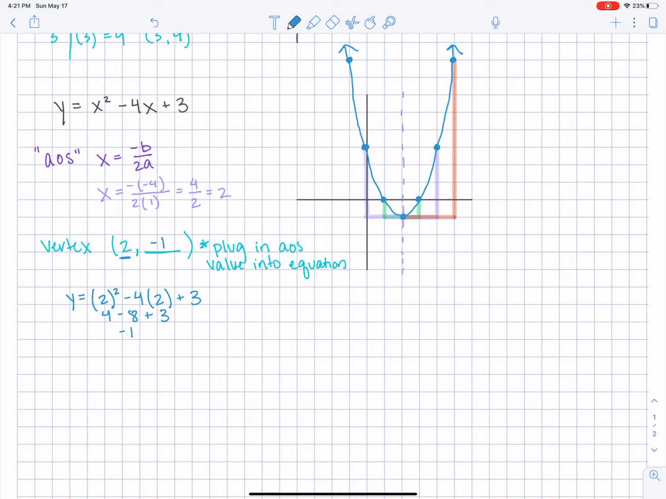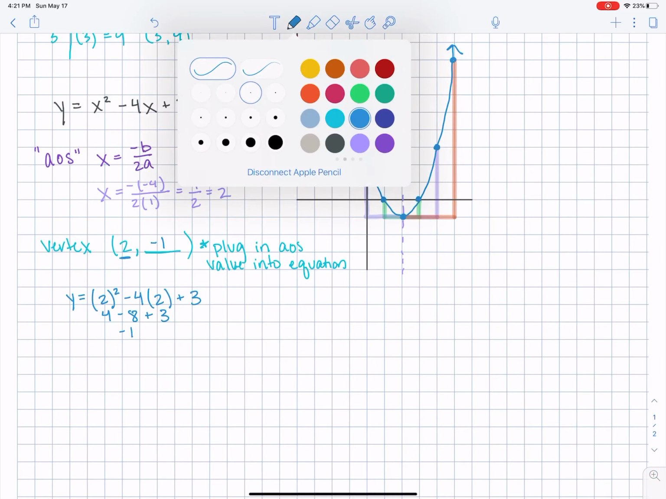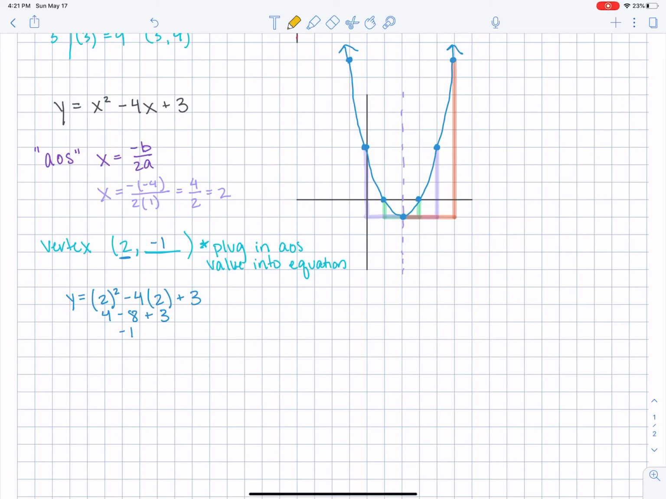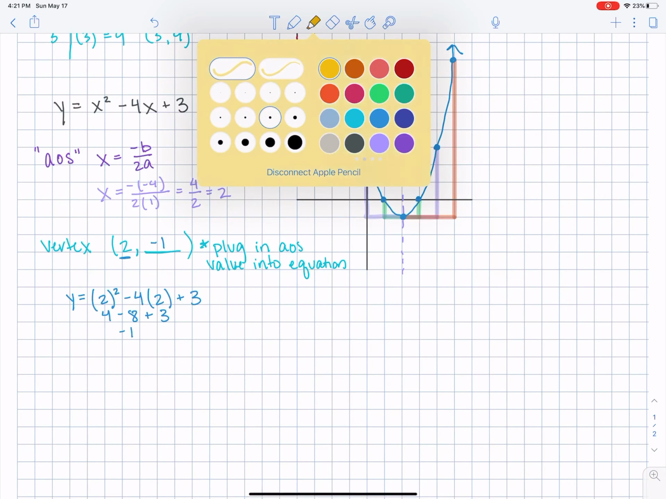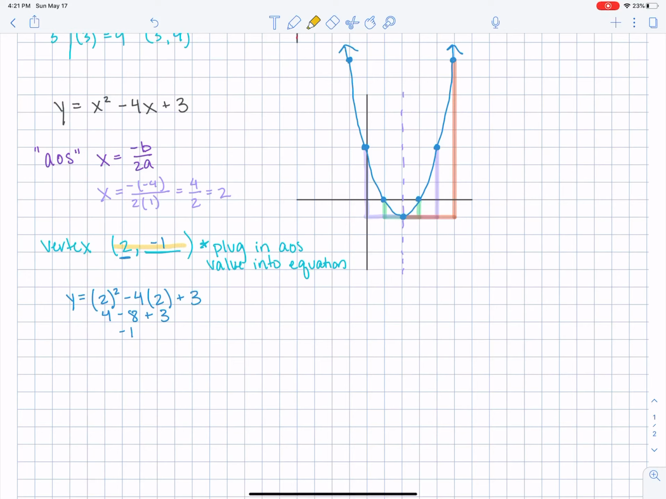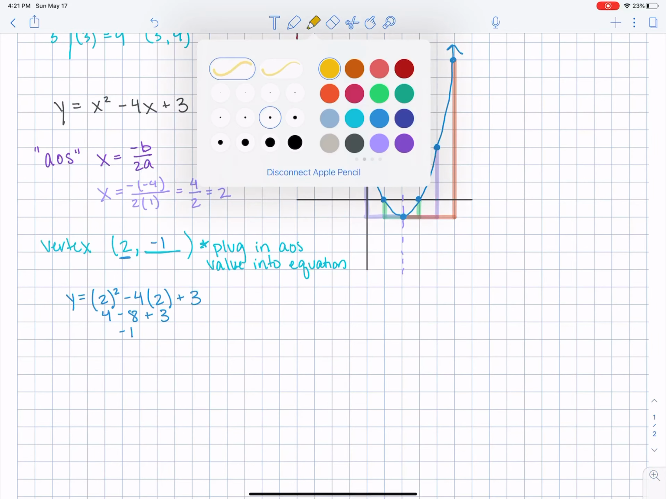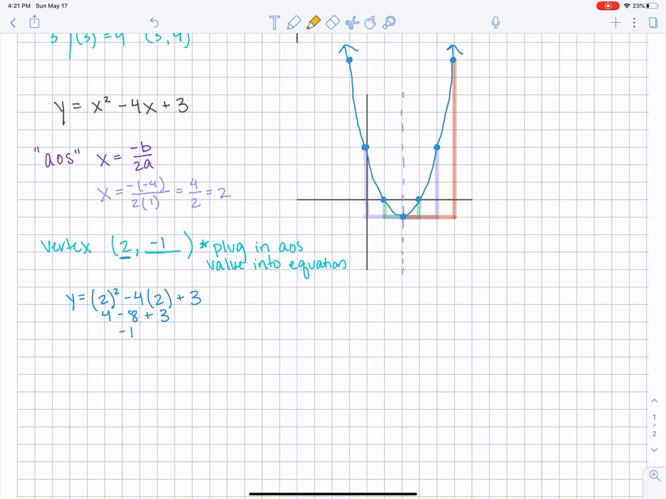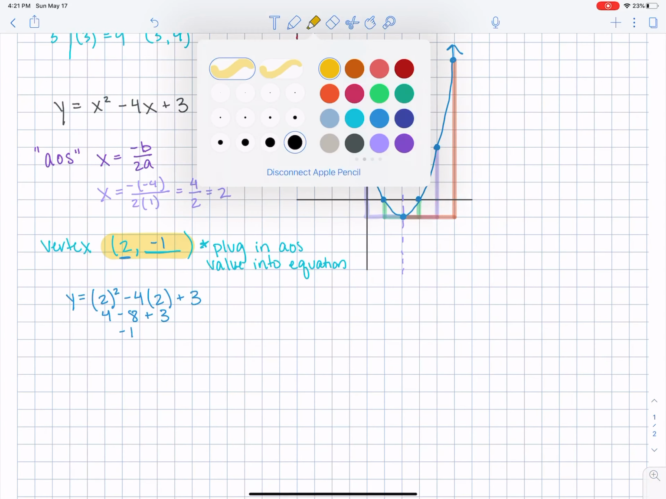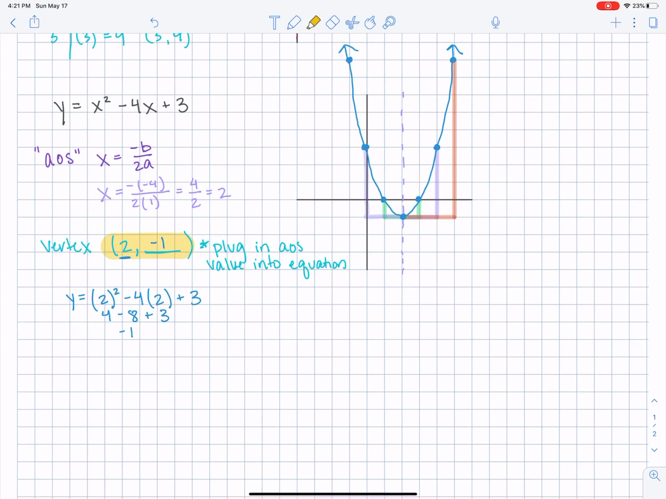Okay, so there's a few things that we need to point out about this parabola. We already know our vertex. So our vertex is at the point (2, -1). Oops, let's make it a little bit bigger there. So our vertex is at the point (2, -1). It's this guy down here at the bottom. (2, -1).